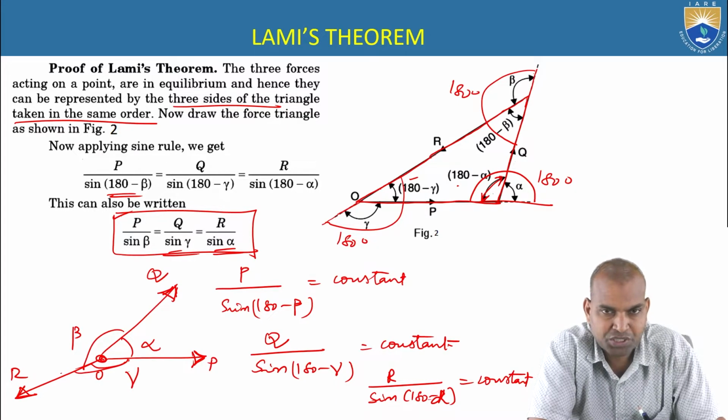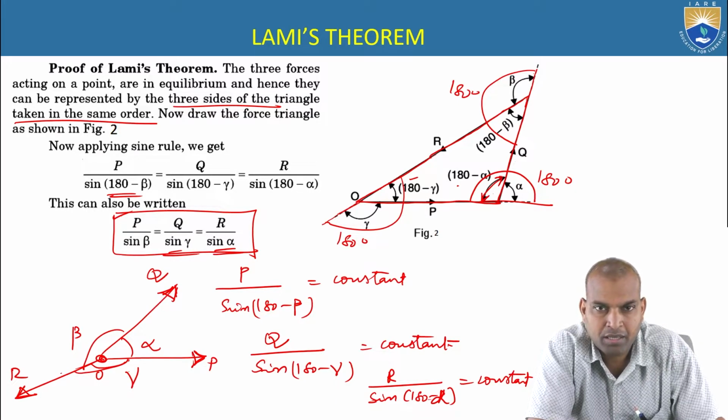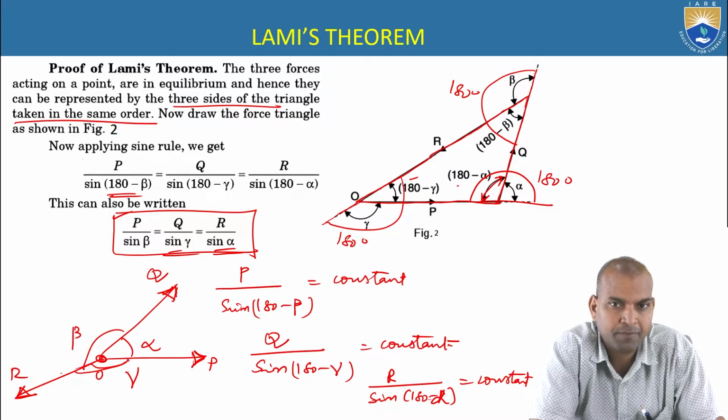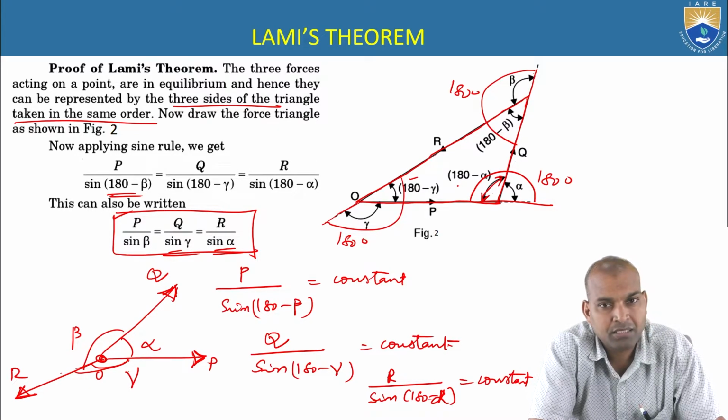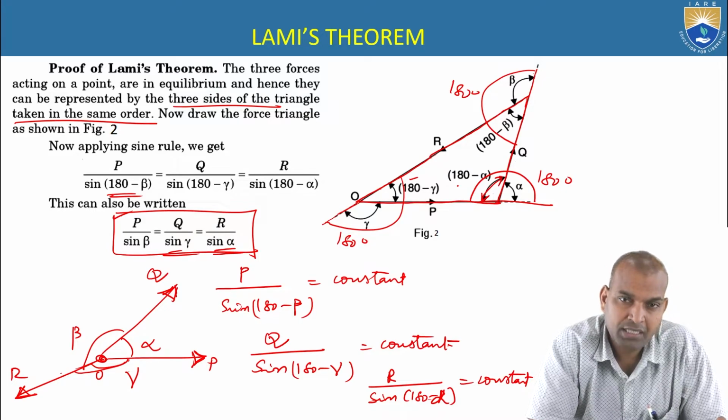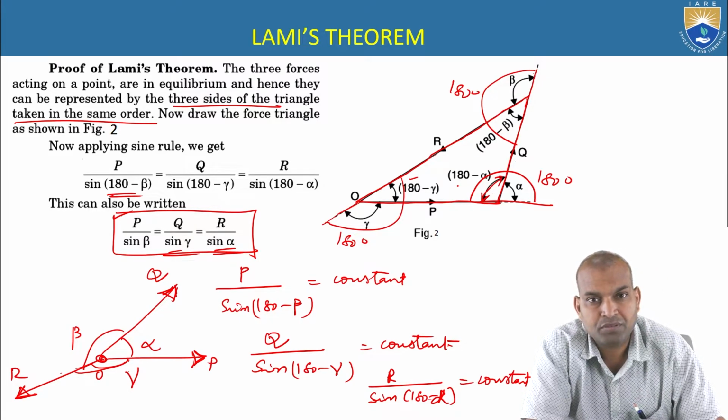The derived expression of Lamis theorem is P by sine beta equal to Q by sine gamma equal to R by sine alpha. In other words, you can remember is that P by the sine of the angle between other two forces equal to Q by sine of the angle between other two forces, and R by sine of the angle between other two forces.